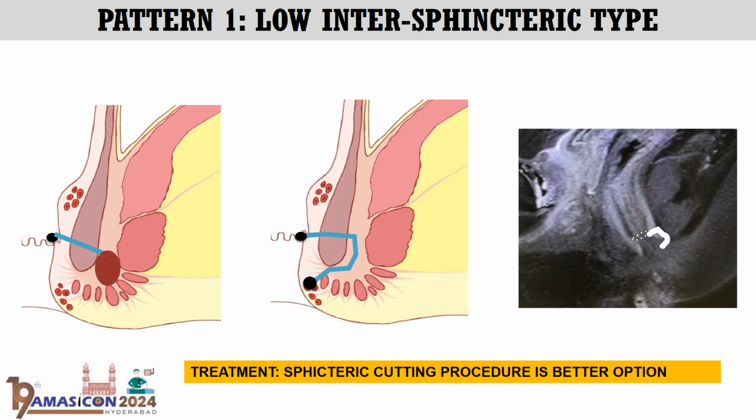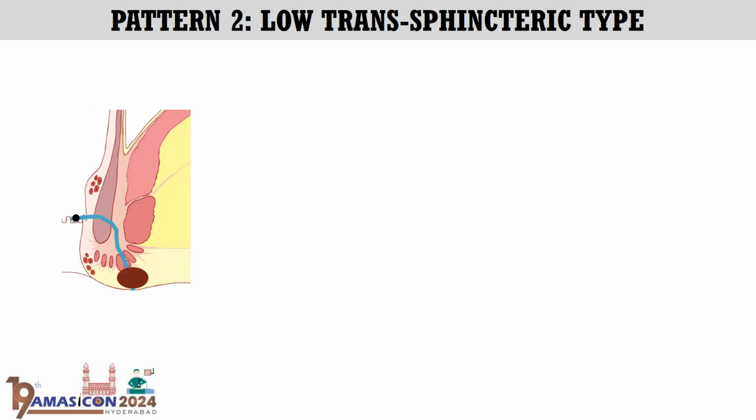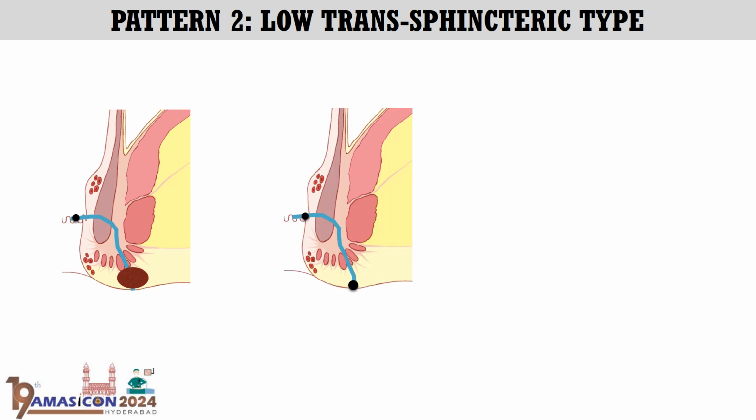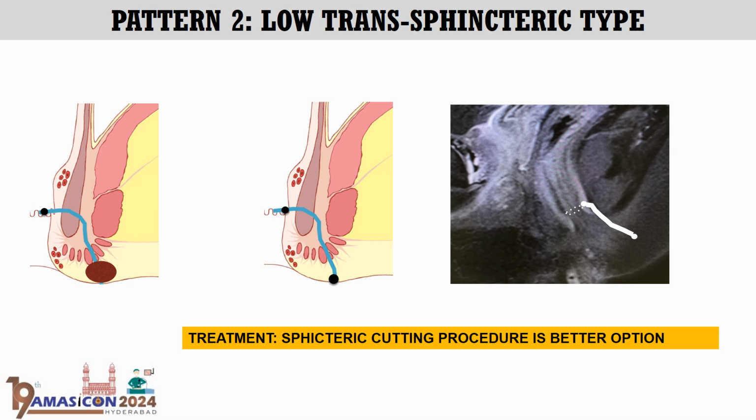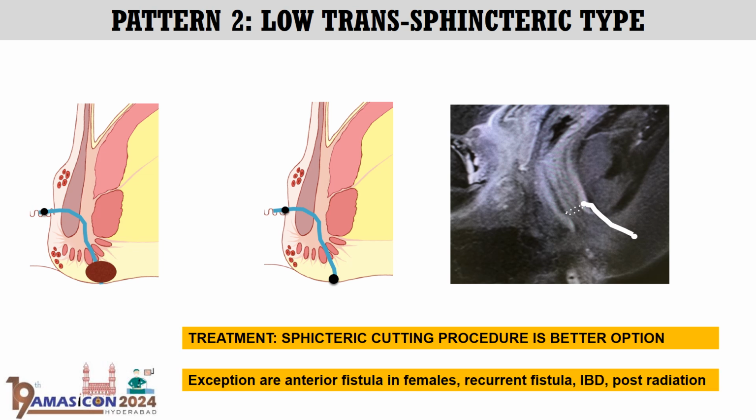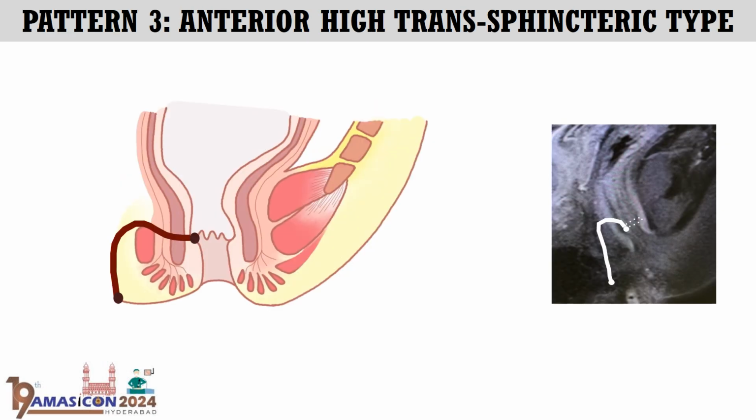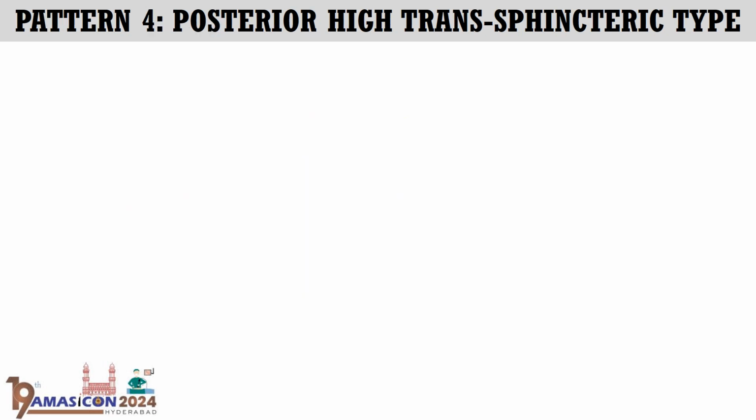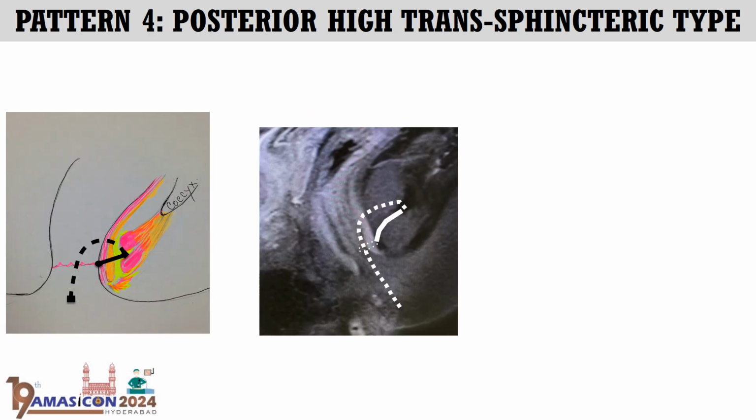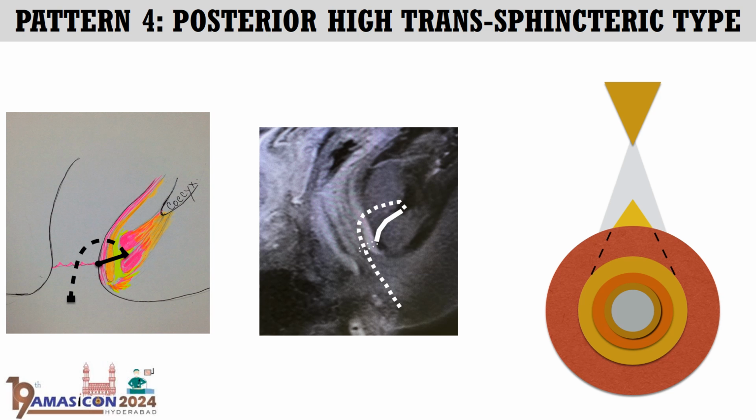For the sphincter cutting procedure, which is the better option? When there is a low transsphincteric, let it be abscess or fistula, treatment is very simple: go for the sphincter cutting procedure, except if there is an anterior fistula in a female, recurrent fistula, post radiation, or IBD Crohn's disease. Anterior high transsphincteric, where we have to go for a sphincter preserving procedure. Posterior high transsphincteric fistula, we have to go for a sphincter preserving procedure.